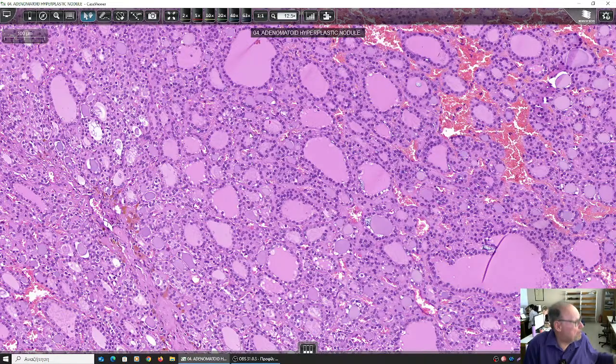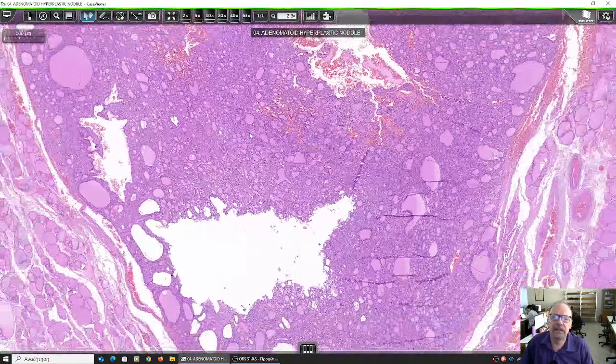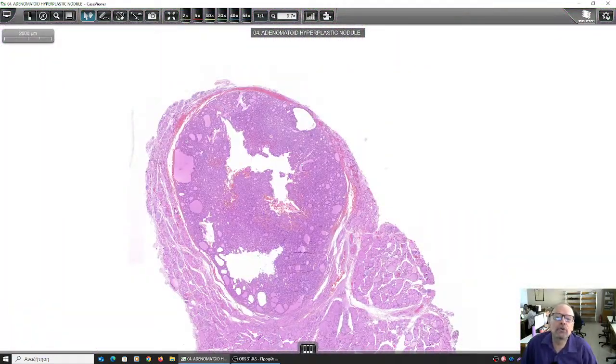So what could this be? Being single. Because if there were many such lesions, this would be nodular hyperplasia, multinodular goiter. Now we have one. We have one nodule, so we have to check. What is this? So it could be a follicular cell neoplasm, that means a follicular adenoma or a follicular carcinoma, or just an adenomatoid nodule mimicking adenoma. And that's the case here because it has no true capsule.